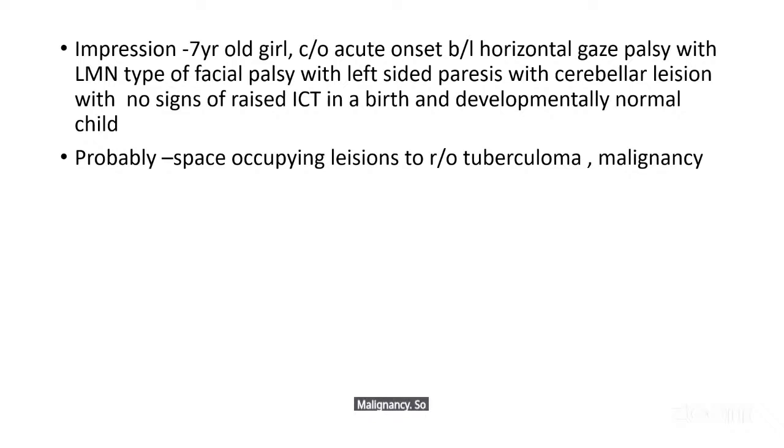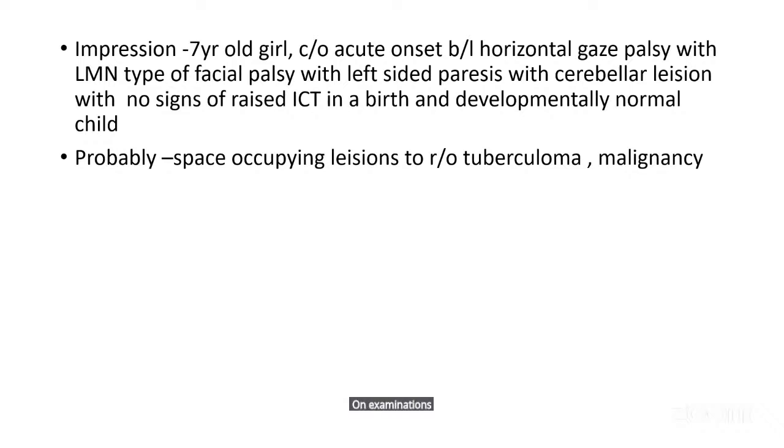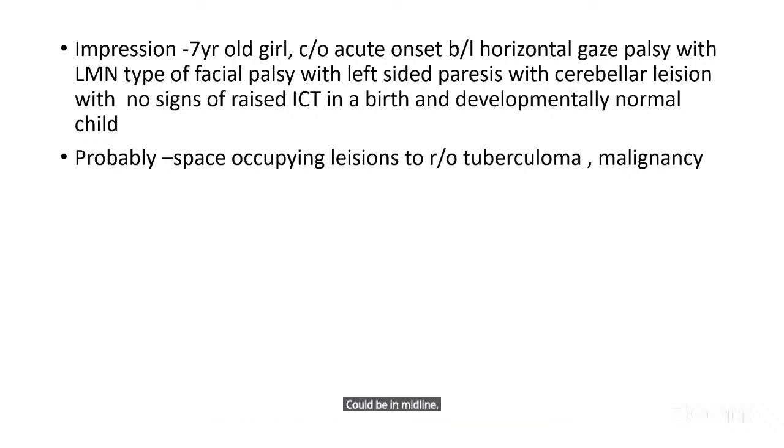So you said bilateral sixth nerve. Are you suggesting that there are multiple lesions? On examination, sir, she was not able to look laterally to both sides. So which means you're saying bilateral sixth nerve, right? So she had a tumor on the left side as well as the right side, cerebellopontine angle, could be in midline. Anything else can happen? Can one of them be false localizing? Could be. And both be false localizing. She has some signs of raised ICT, so could.